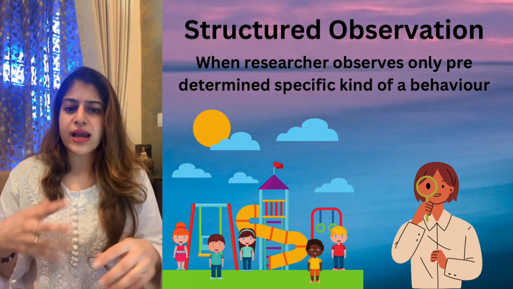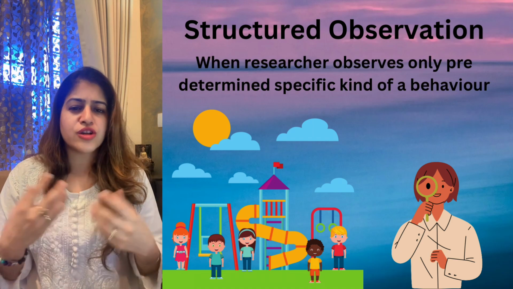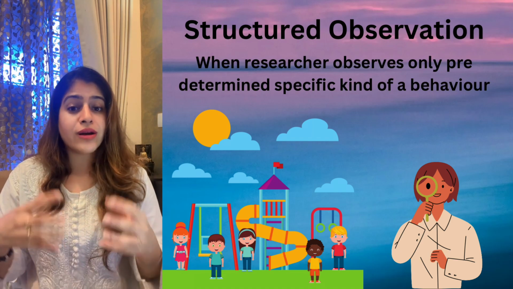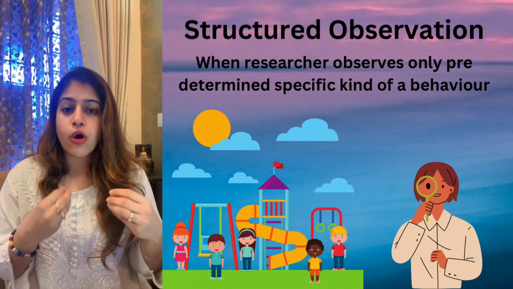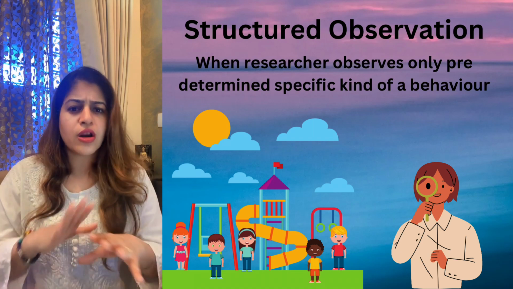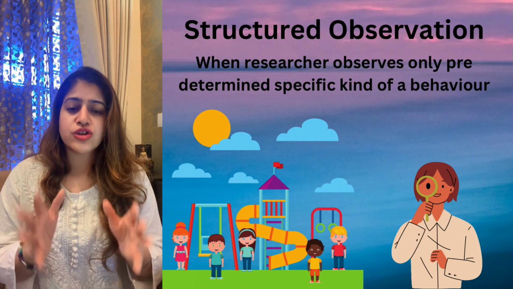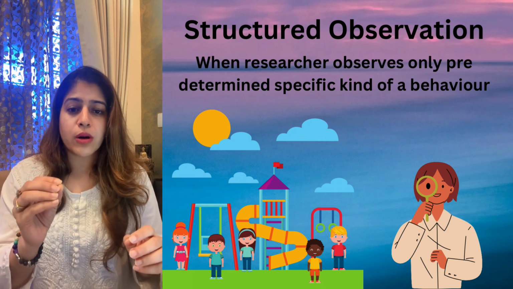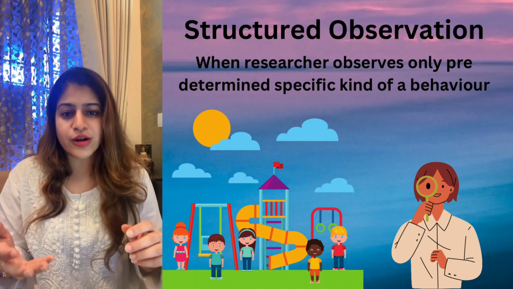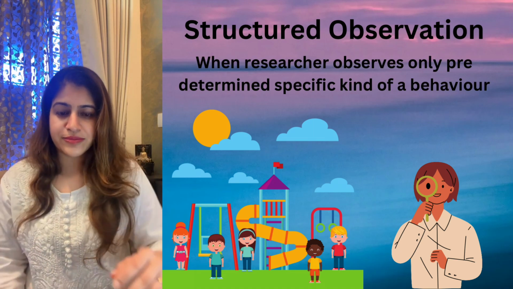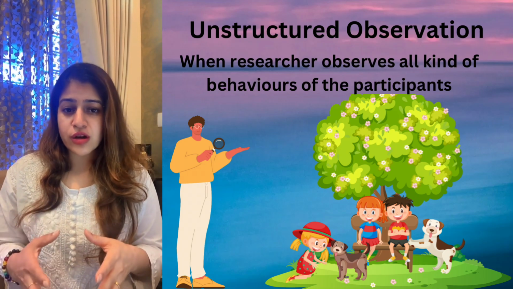Other behaviors, like if they are hitting anybody, if they are shouting, screaming, or what kind of swings they are on, or what they are talking to each other, all these behaviors I simply ignore. It's a structured observation where I just see 1 or 2 particular behaviors which I plan to study or observe. Another, the 6th, is unstructured observation.